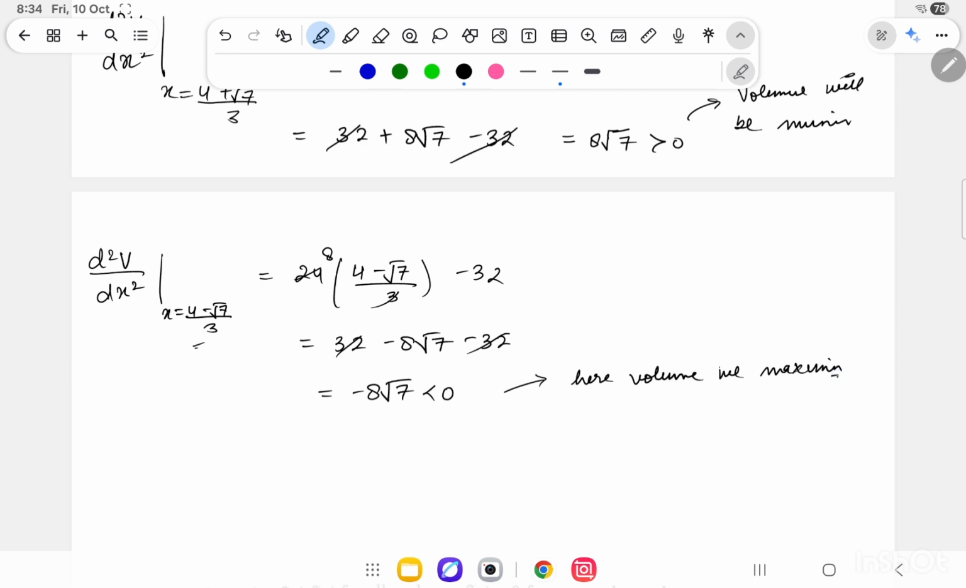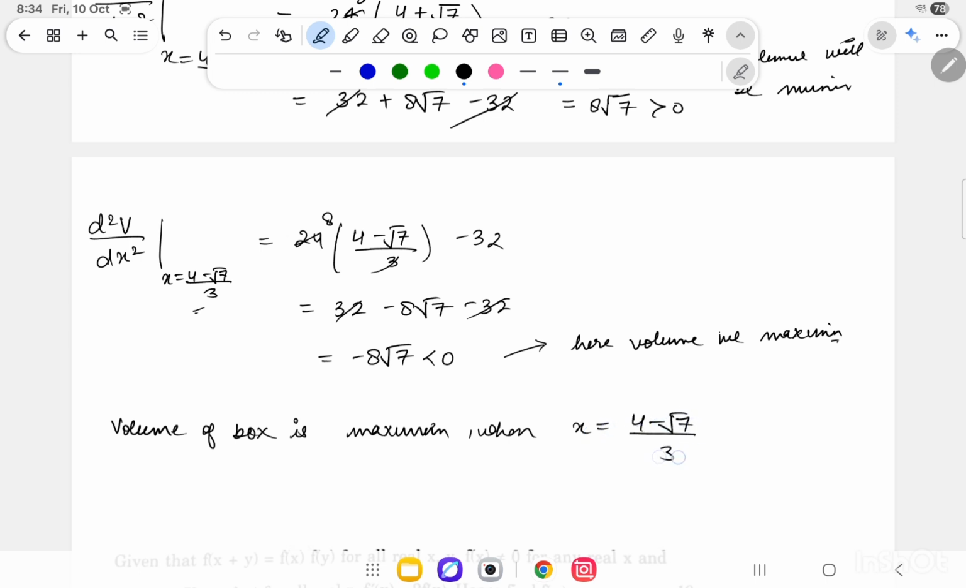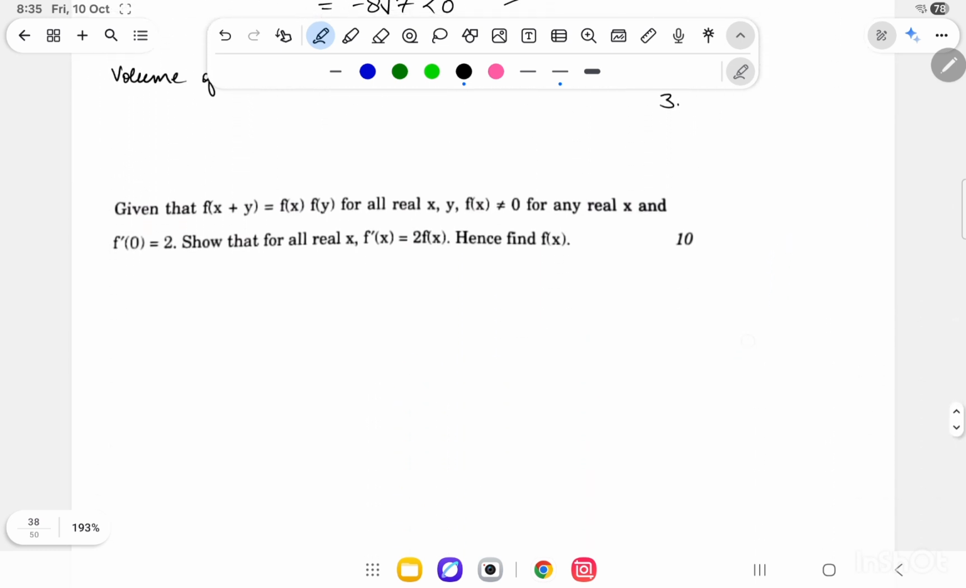So we are supposed to find the length x such that the volume is maximum. So the volume of the box is maximum when x is equal to (4 - √7)/3. Either you can leave it here as well, or you can just use the calculator to find it out in decimal form. So you can do that yourself. So let's move on to the next question.